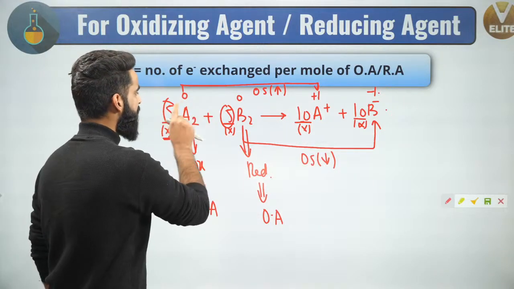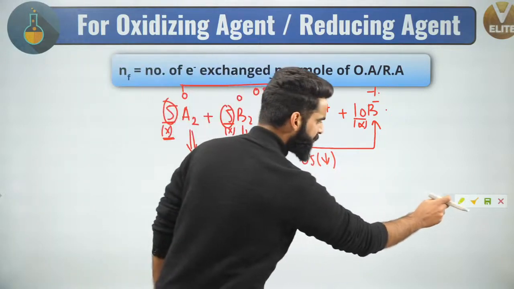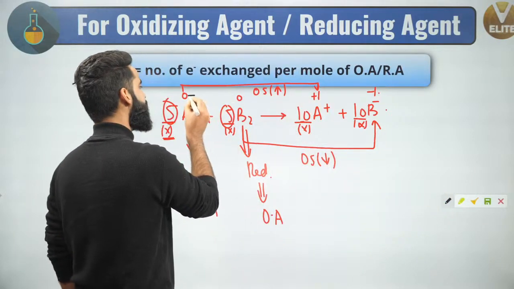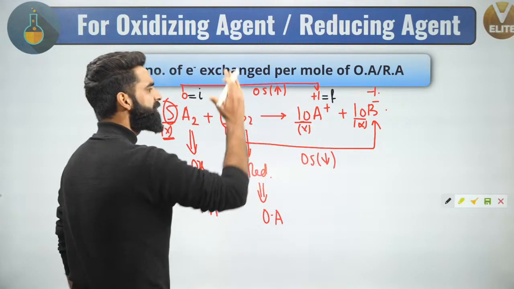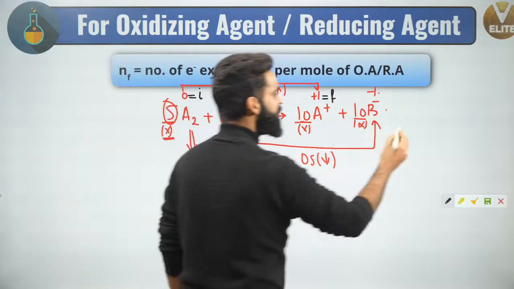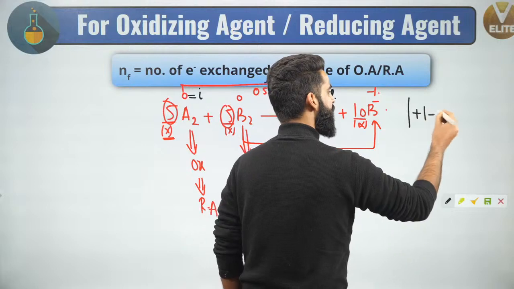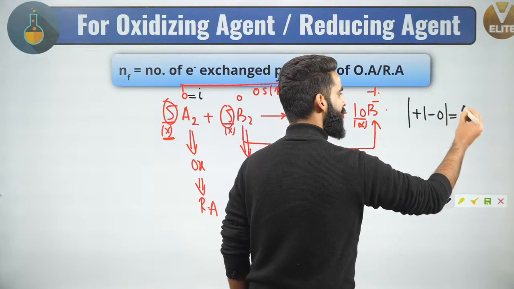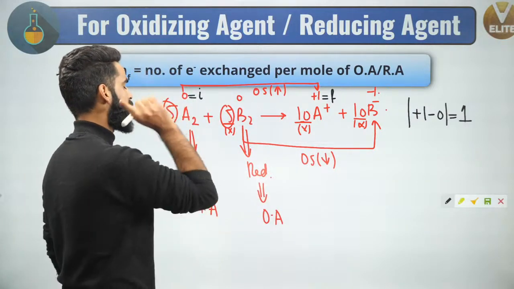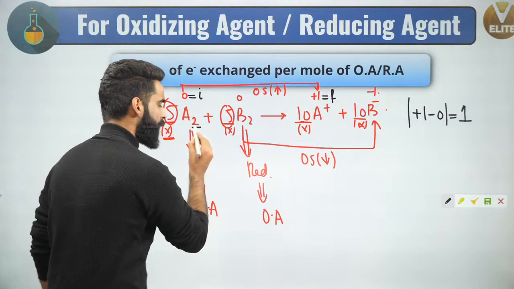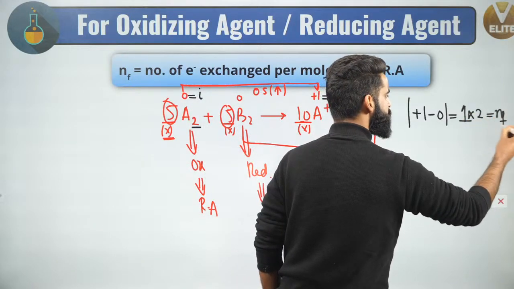First thing, if I want to calculate the n factor of this A2 right here, first of all, I'll say this is the initial oxidation state of A, this is the final oxidation state of A. I'll simply calculate the change in the oxidation state of A, which is the final oxidation state of A minus the initial oxidation state. You'll get the value as 1, but this is the change for one atom of A, and right here I've got two atoms, so I'm going to multiply it by 2. So the n factor of A2 in this reaction is going to be 2.